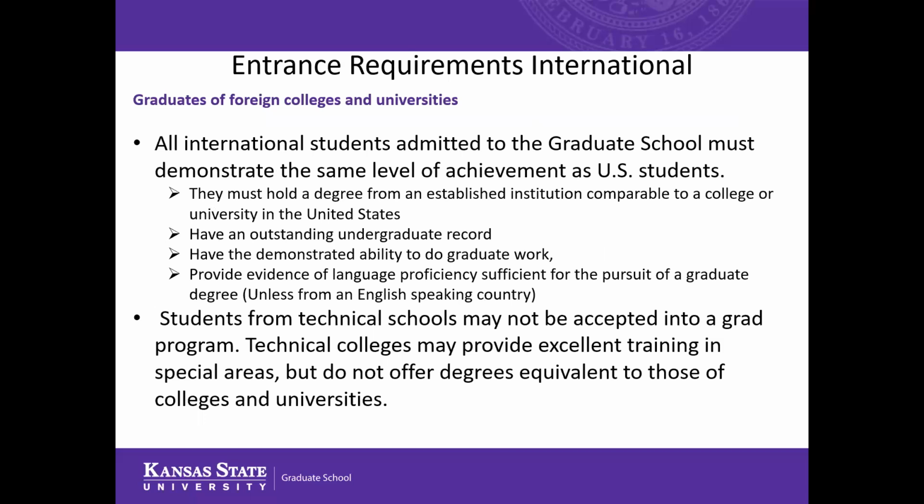Entrance requirements for international students. All international students admitted to the graduate school must demonstrate the same level of achievement as students here in the U.S. That is to say, they must hold a degree from an established institution comparable to a college or university in the United States, have an outstanding undergraduate record, have the demonstrated ability to do graduate work, and provide evidence of language proficiency sufficient for the pursuit of a graduate degree.